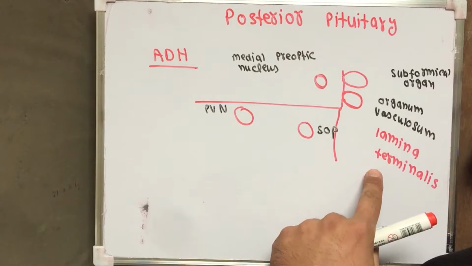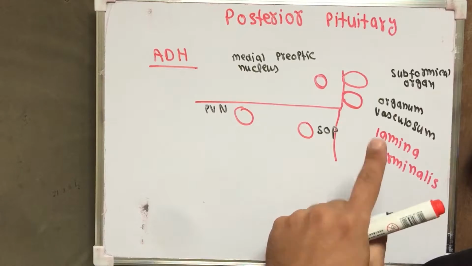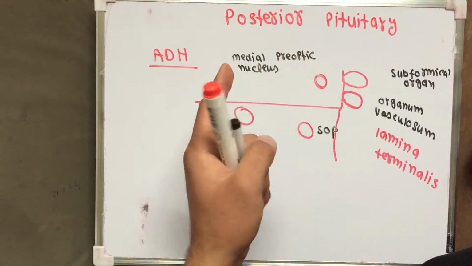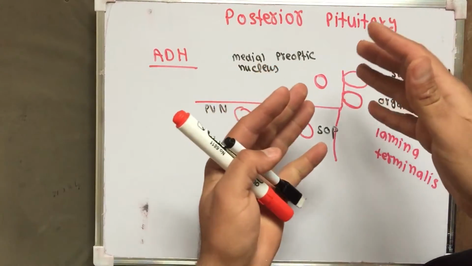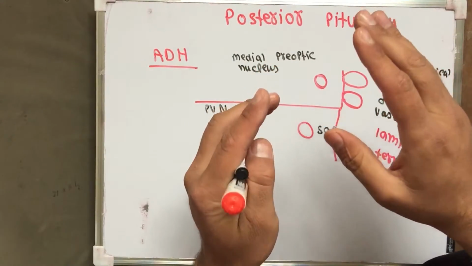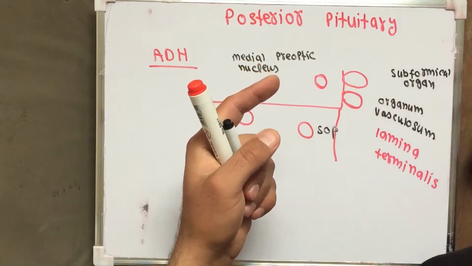Now, in the lamina terminalis, the blood-brain barrier is broken, so any change in the concentration of any substance in the blood is detected here. Mostly here we are going to discuss antidiuretic hormone.